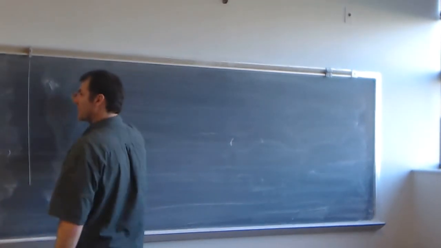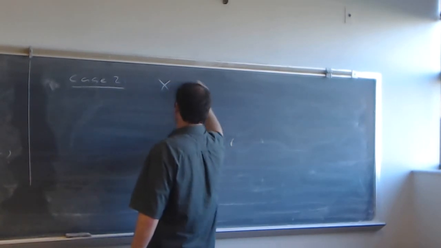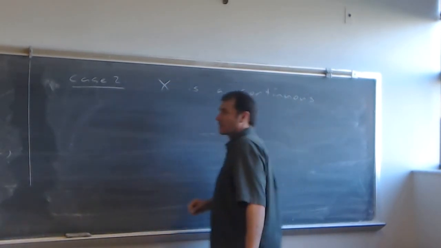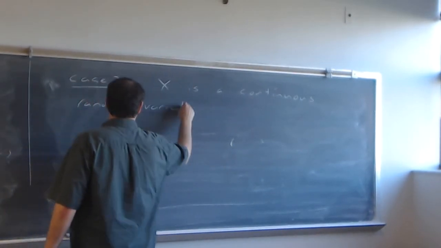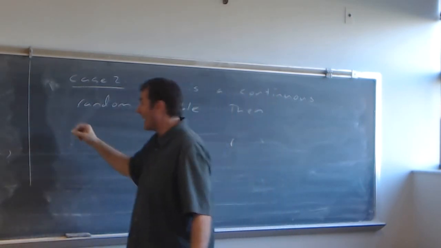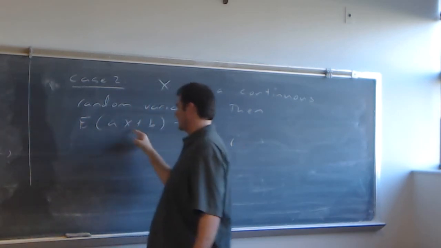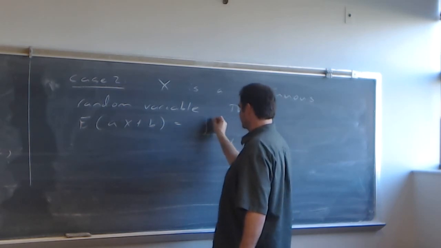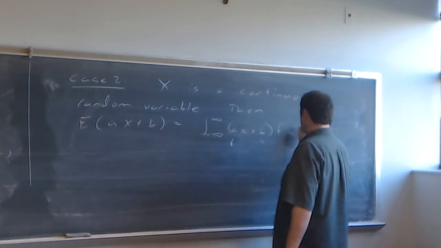Now, case 2, let's say X is a continuous random variable. Then the expected value of aX plus b, again, this is the expected value of a function of X, and it's a continuous random variable. So it'll be the integral from minus infinity to infinity of ax plus b times f of x dx.